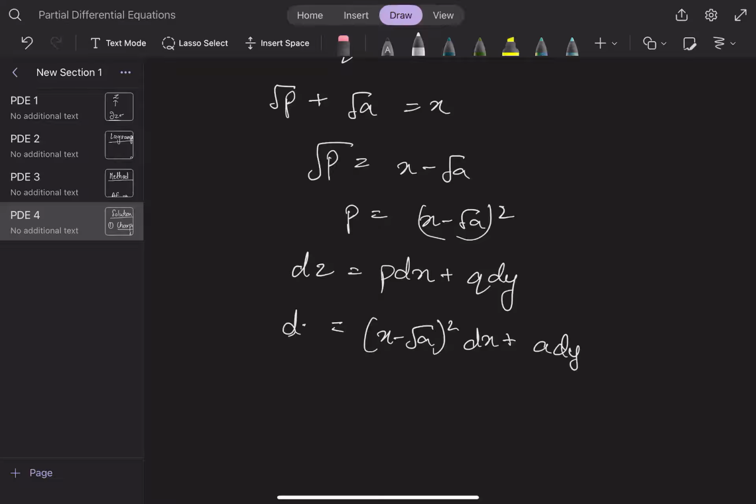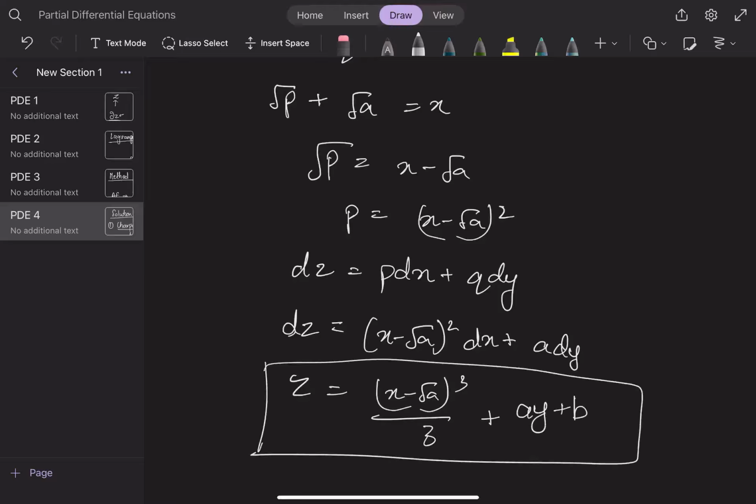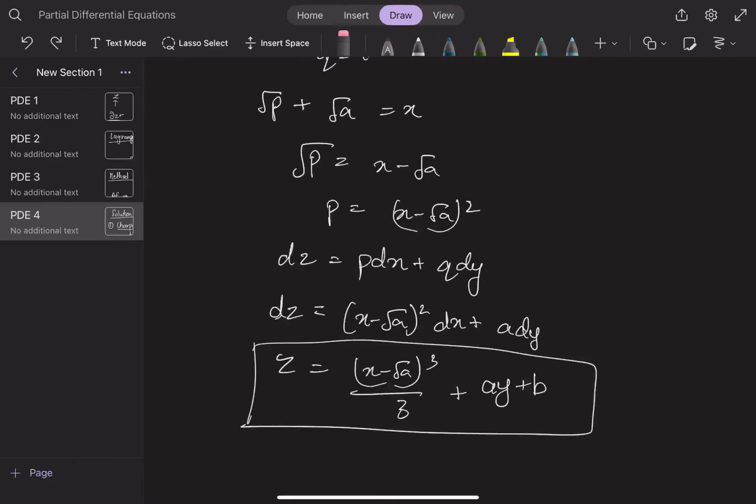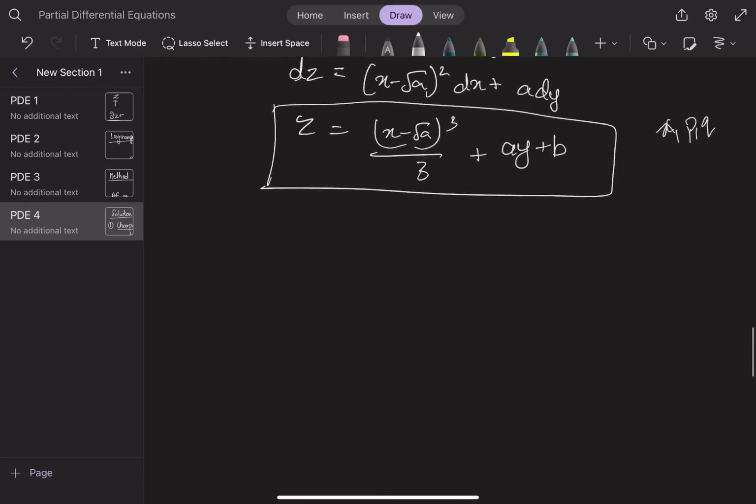So now let's integrate this. You will get z is equal to (x minus root a) whole cube by 3 plus ay plus b. So this is the answer. This was an example of when you had x, p and q. Now let's try one with y, p and q.